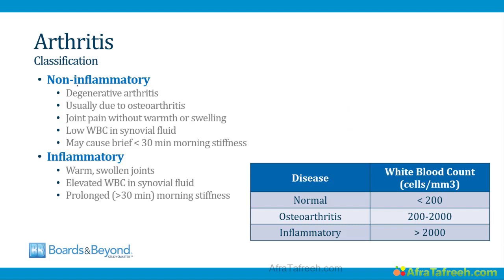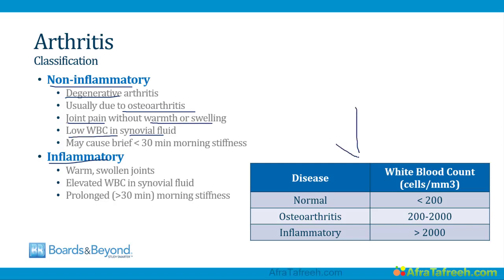There are a number of different ways to classify arthritis. One is in terms of non-inflammatory versus inflammatory arthritis. Non-inflammatory arthritis is often called degenerative arthritis, and usually this is caused by osteoarthritis, which we'll talk about in a second. Patients with non-inflammatory arthritis have joint pain, but they usually don't have warmth or swelling. If you aspirate the synovial fluid in patients with non-inflammatory arthritis, the white blood cell count is usually low.